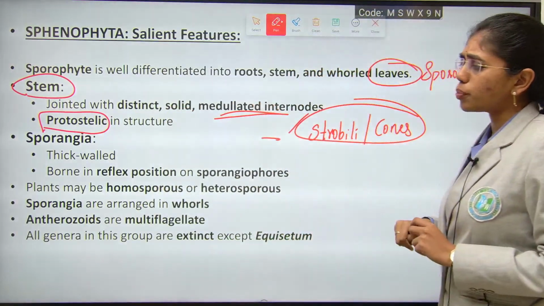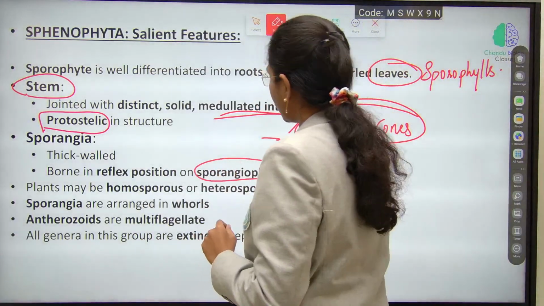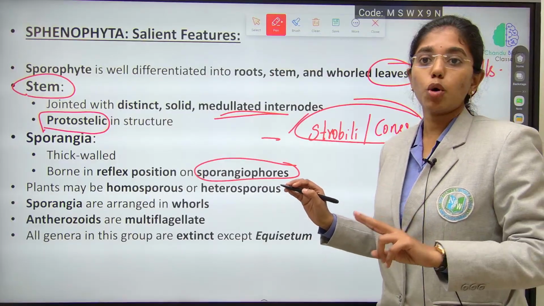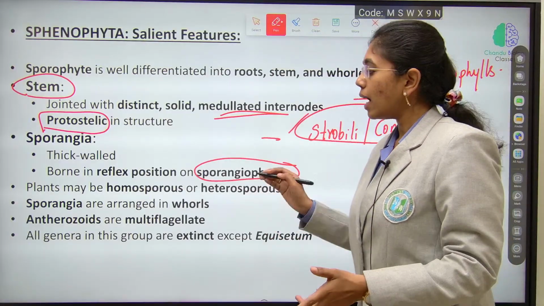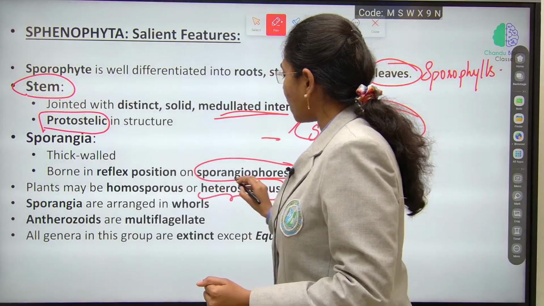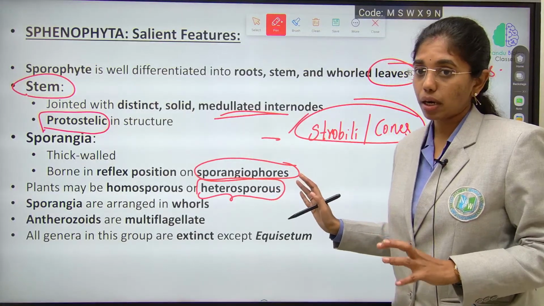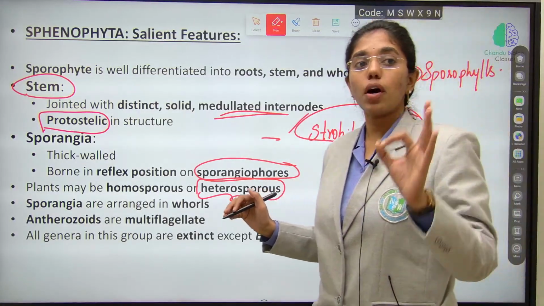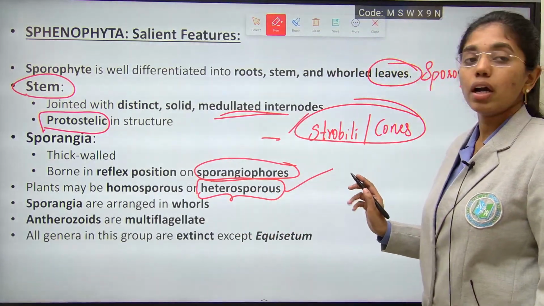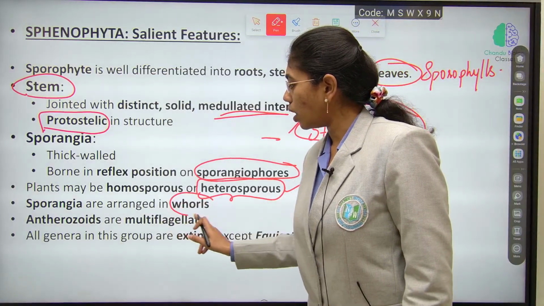Look into sporangia. They are borne on sporangiophores, and the spores which are released are of two types, both homosporous condition and heterosporous condition. The heterosporous condition is the remarkable feature of Pteridophytes. Remember, the heterosporous condition is first started in Pteridophytes itself. This is a remarkable feature of Pteridophytes. Next, sporangia are arranged in whorls.